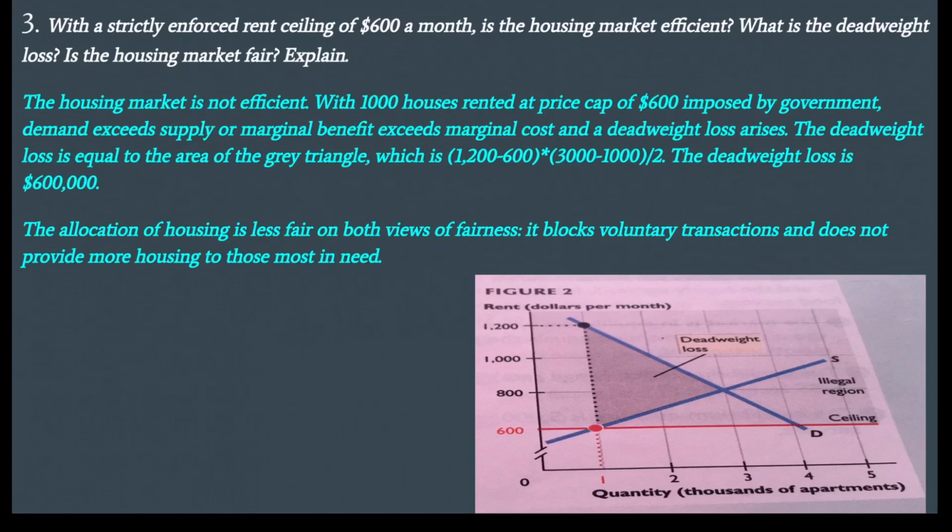The allocation of housing is less fair on both views of fairness. It blocks voluntary transactions and does not provide more housing to those most in need.